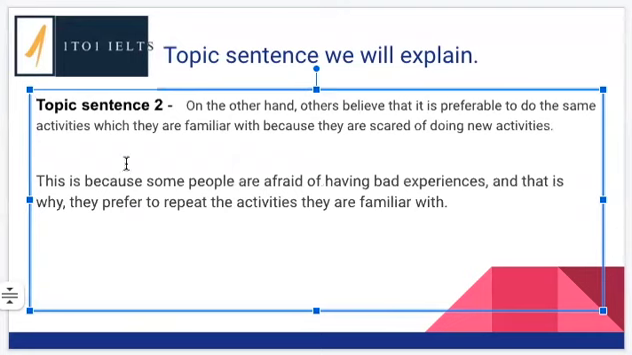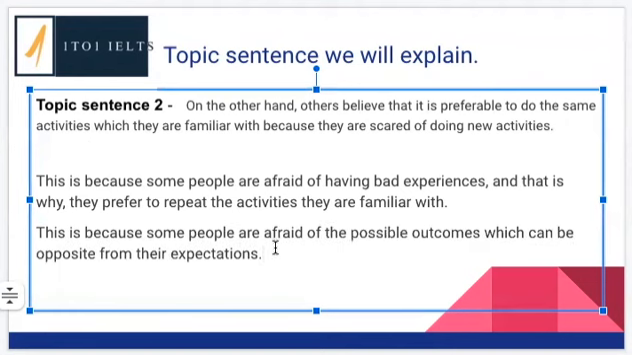And do I have any other topic sentences, explanation sentences? Thank you, Grace. Okay, let's have a look at this one. This is because some people are afraid of the possible outcomes which can be opposite from their expectations. So this is much better. This is definitely, we're explaining our idea here. The outcome, just saying possible outcome, is a little bit vague. The outcome of what? So I want to be a little bit more precise here.